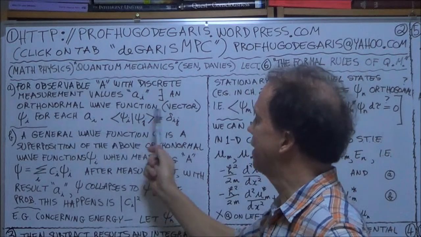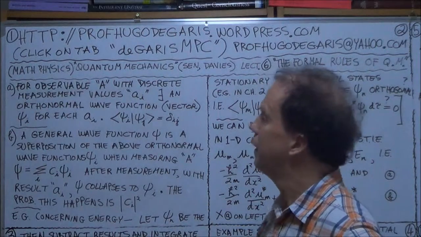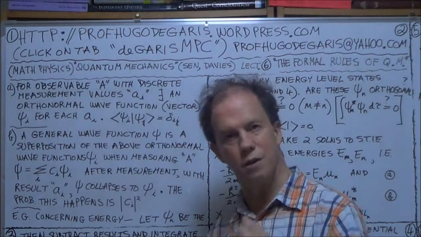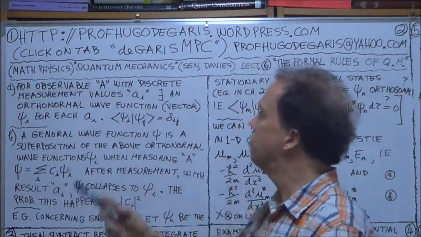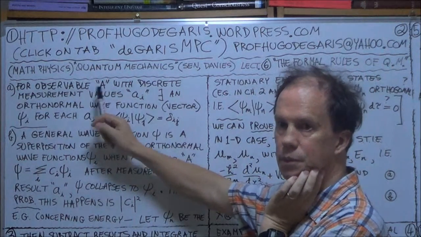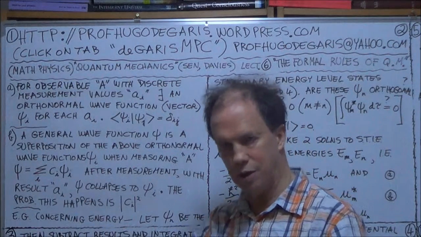So if you bracket it with itself, if i equals j, you just get 1. Okay? So let me say that again, just for emphasis, given its importance. You measure some observable A, right? Might be you're measuring the energy, the momentum, angular momentum, whatever.